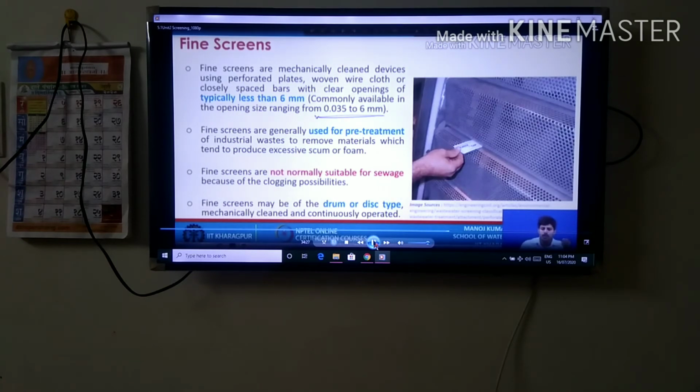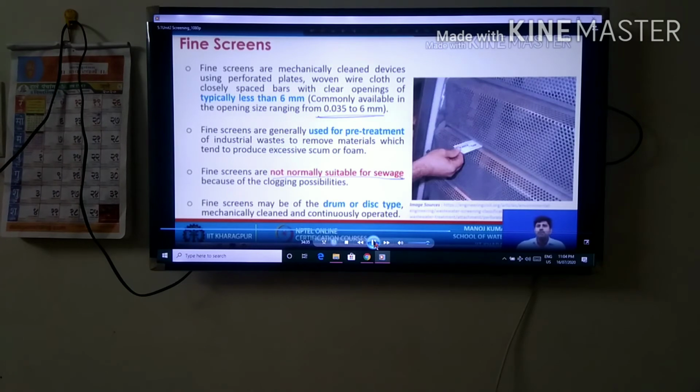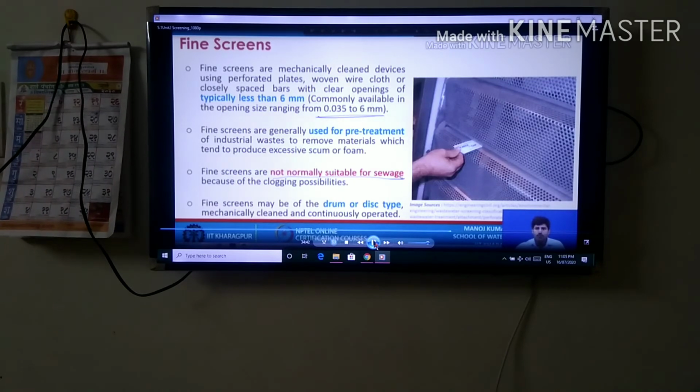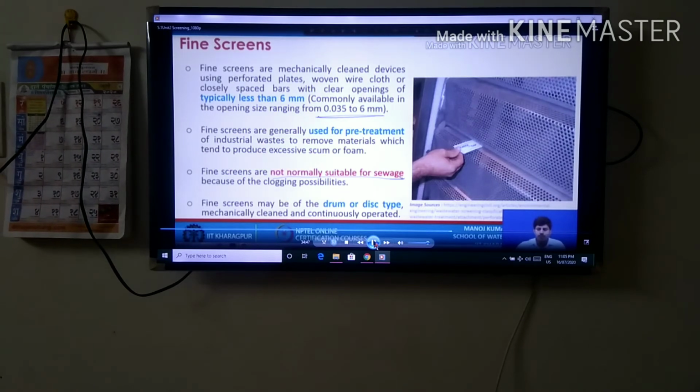In sewage, they are normally not used. Okay. They are not suitable for sewage because there is a huge clogging possibility. Sewage flows usually have a lot of such materials. So even if you want to use a fine screen, we should first put a coarse screen, then put a device like a comminutor, so that it shreds these wastes and then we can let them pass through the fine screen. But normally these are not suitable and not needed.